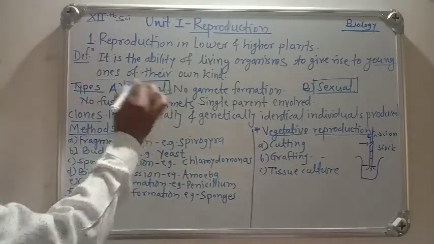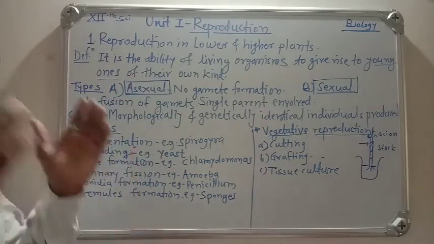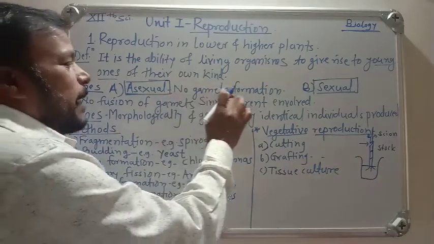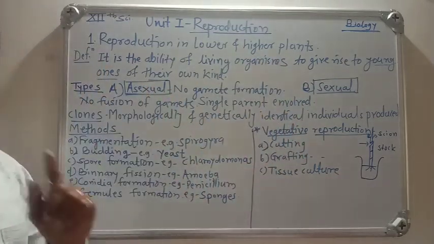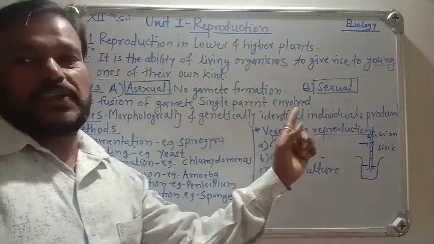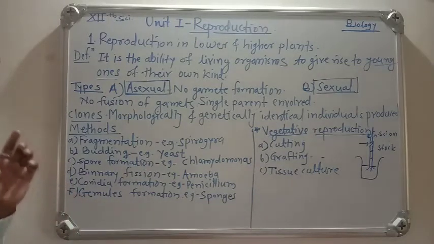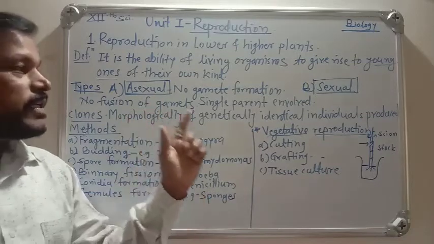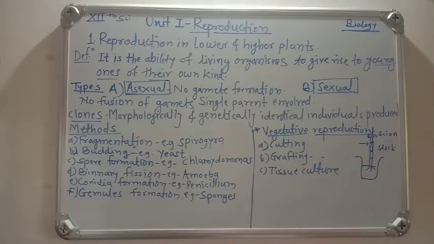First we will discuss asexual reproduction. What is asexual reproduction? Very short points. There is no gamete formation. There is no fusion of gametes. There is a need of only a single parent for asexual reproduction. From these points we are going to make the definition of asexual reproduction. That is, asexual reproduction does not involve fusion of 2 gametes or sex cells. That is called asexual reproduction.